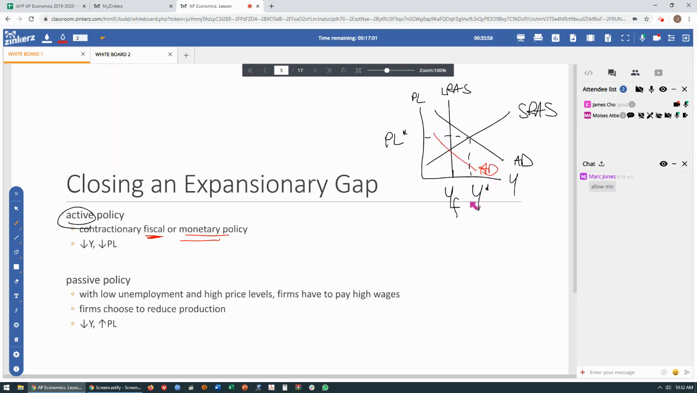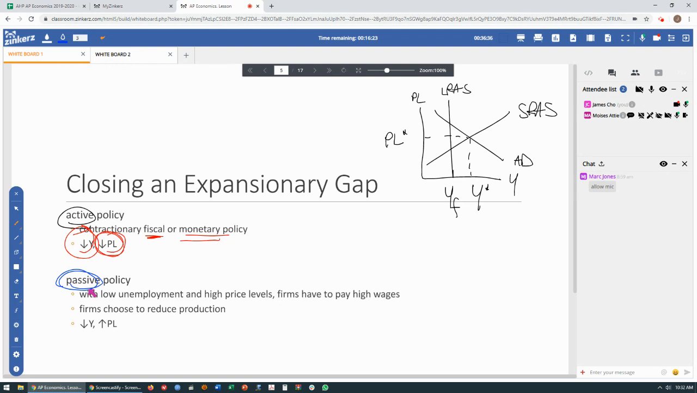The good thing is, price levels will decrease, but GDP will decrease too. You'll be causing some unemployment. But that's okay, because at Y star my unemployment was a little bit too low. There were just too many people working, and that's what was overheating my economy. So I know it sounds weird, but I'm actually okay removing some people from their jobs.